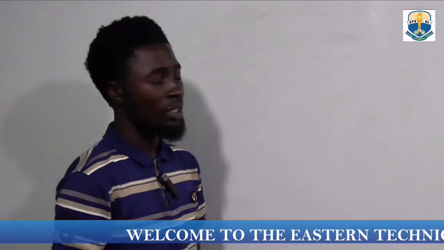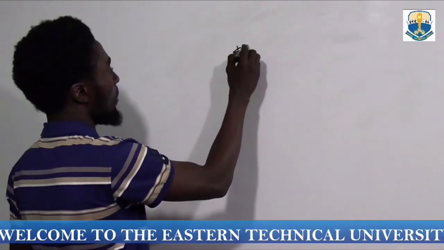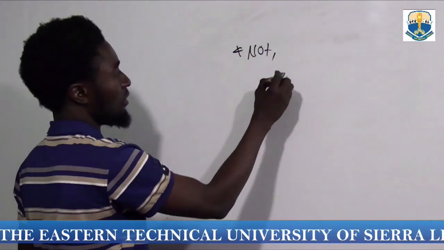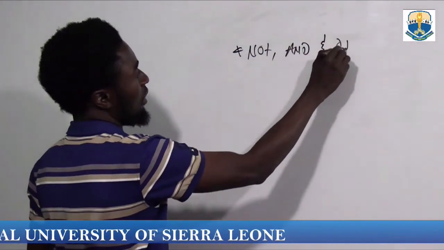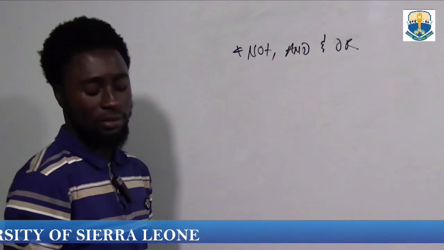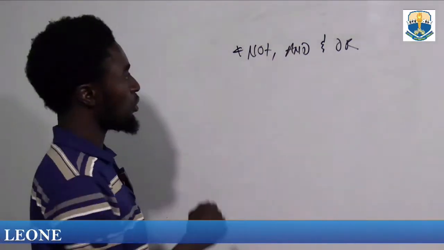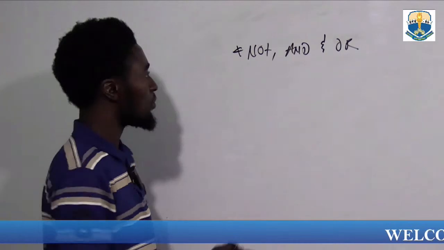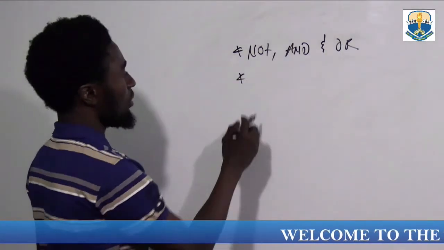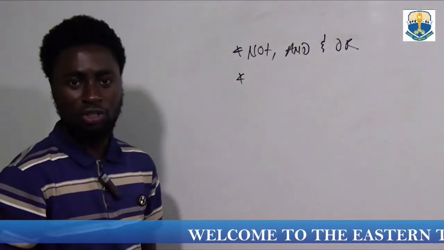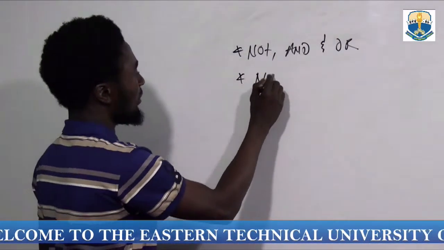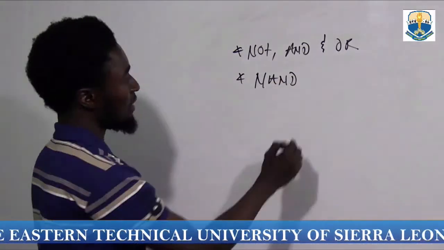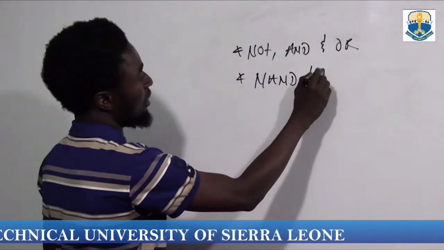basic gates, which include the NOT gate, the AND, and the OR gate. The other category of the logic gates, which we consider to be our universal gates, includes the NAND gate and the NOR gate.